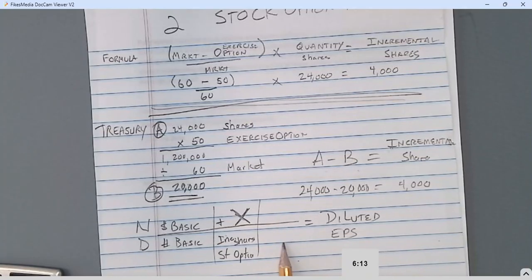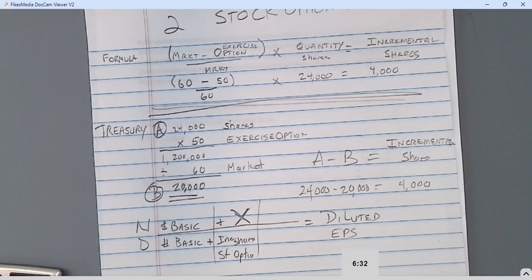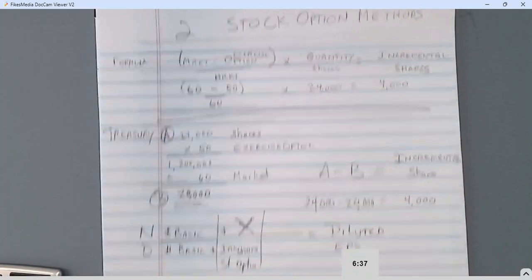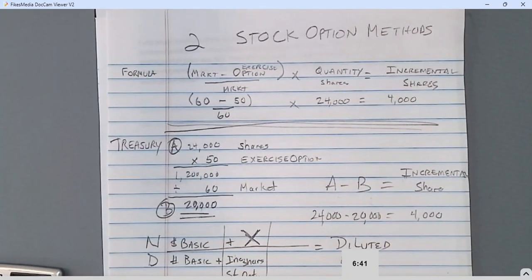If you have other things, and we'll go into those, convertible preferred stock, convertible bonds, they will have a numerator and denominator function. It might be nothing, it might be something, but you might have several different options, and you just put them along your line and add and subtract them up. So this is an add. Okay, add them up. All right? Two stock option methods. The easier one is the formula.